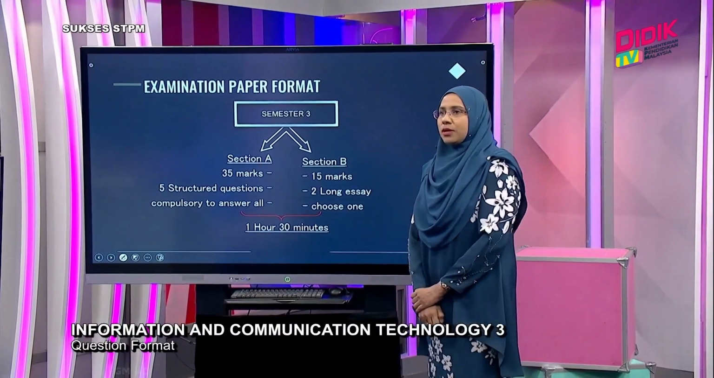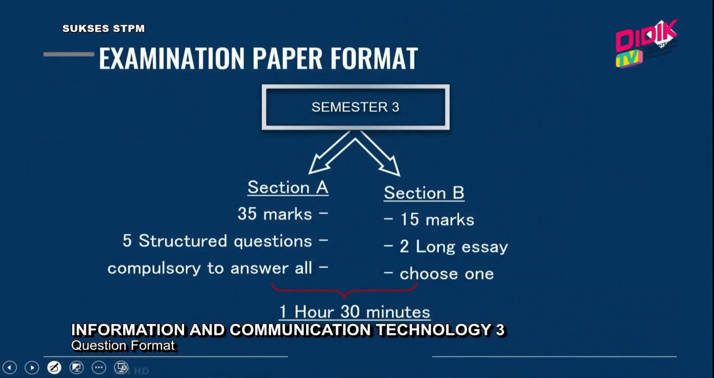As you all know, we have two sections in this paper: Section A and Section B. In Section A, the marks allocated are 35 marks and students must answer all 5 structured questions. It's compulsory and you must answer all.